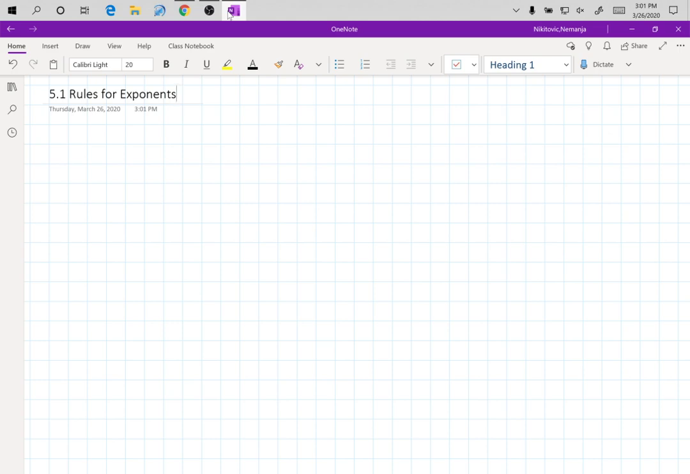So today we are going to look at rules for exponents. This is going to be the first lecture of chapter 5. This is not on a test next week. However, it will be on the next exam, right? Exam 3. So we have to start because we are falling behind, and let's take a look at the lecture.